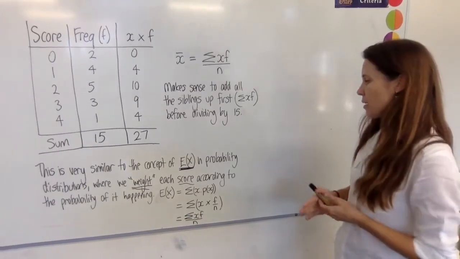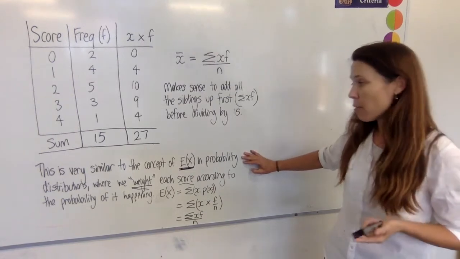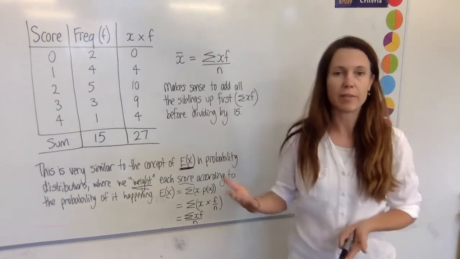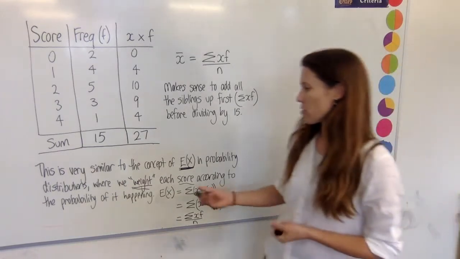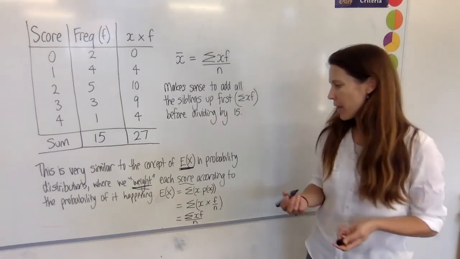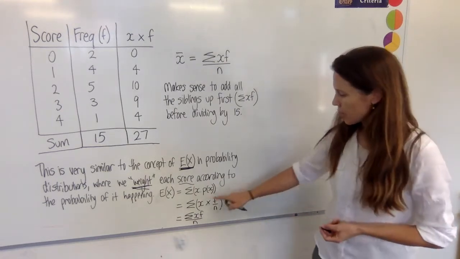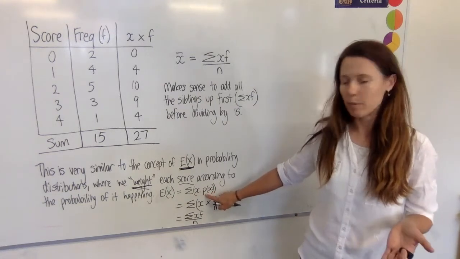Now, this is really similar to the concept of the expected value in probability distributions. And remember, the expected value is just another way of saying the average or the mean outcome. And in probability distributions, we learnt to weight each score according to the probability of it happening. And the way that we did that, we took the sum of each score multiplied by its probability.